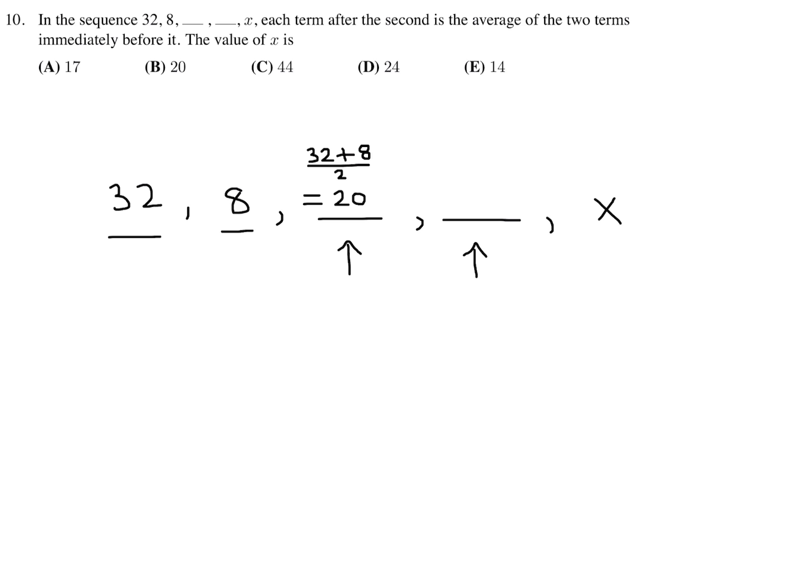So this term will be the average of the preceding two terms. So that's 20 plus 8 divided by 2. 28 divided by 2 is 14. And therefore our x is the average of the preceding two terms, which is 20 plus 14 divided by 2, which is equal to 34 divided by 2, which is 17. So x is 17, and therefore number 10, the answer is A.